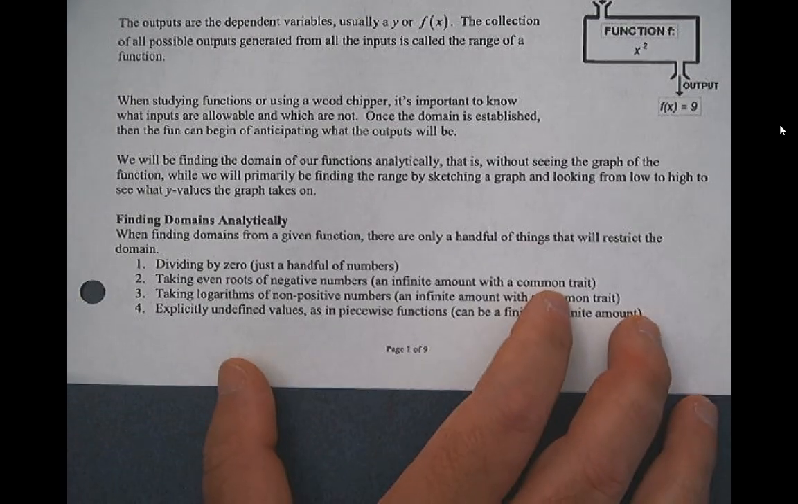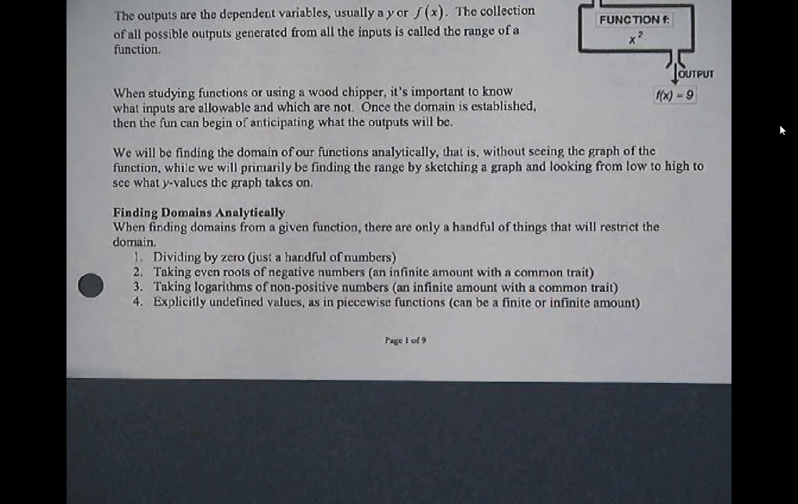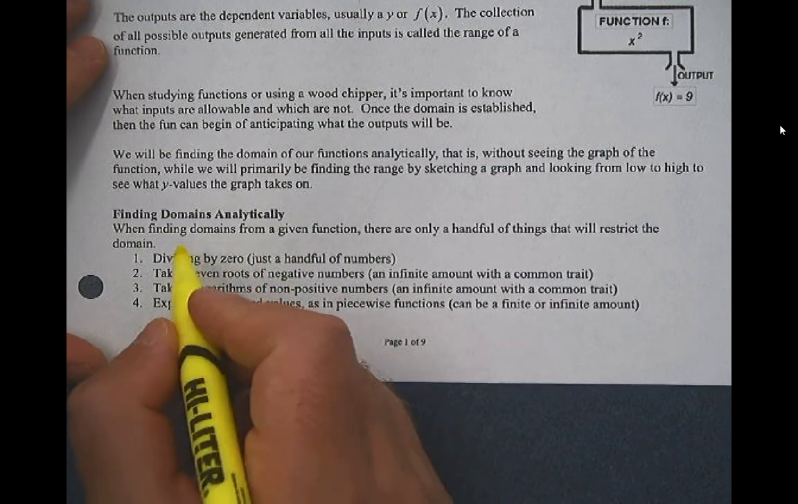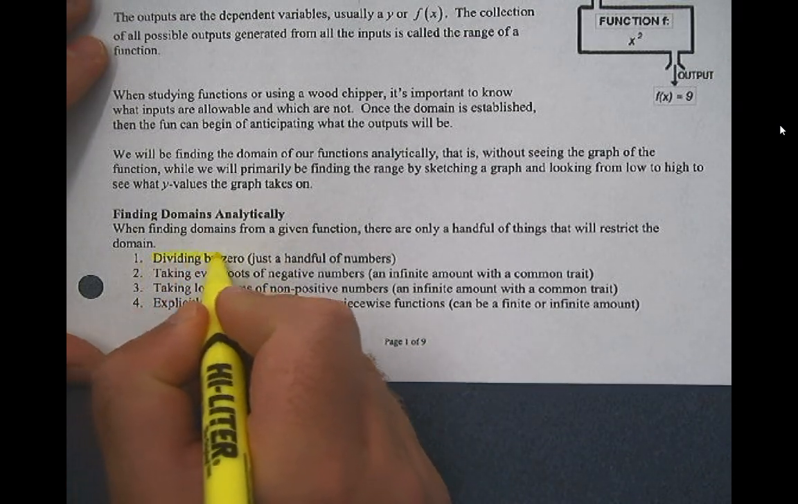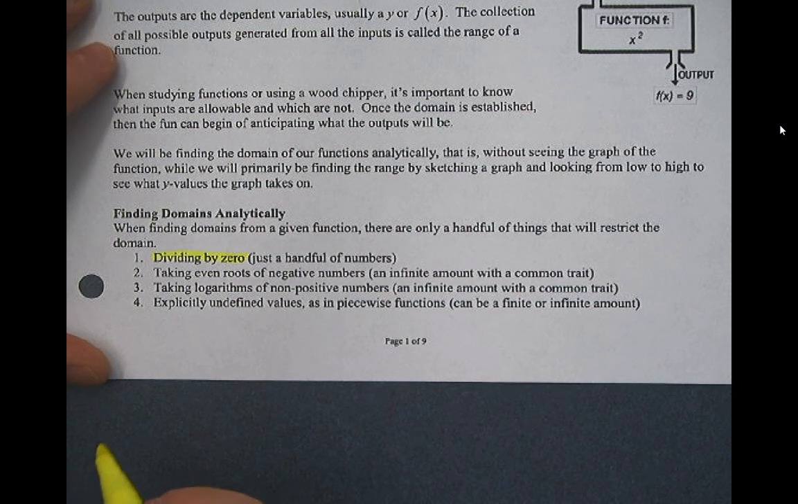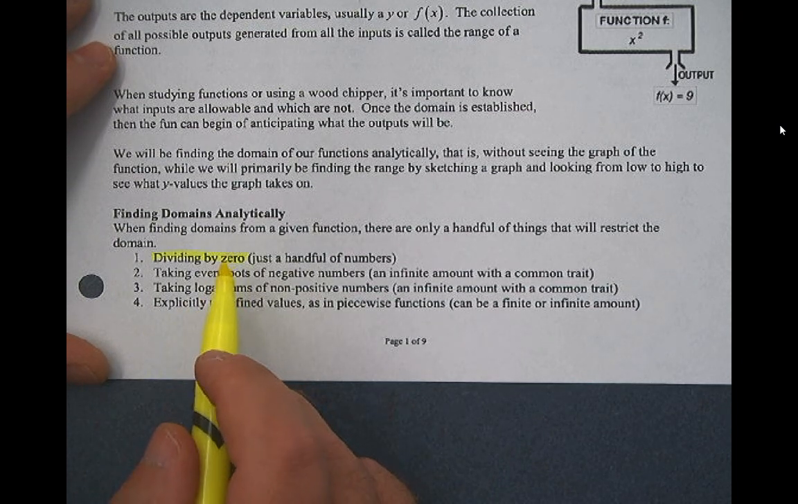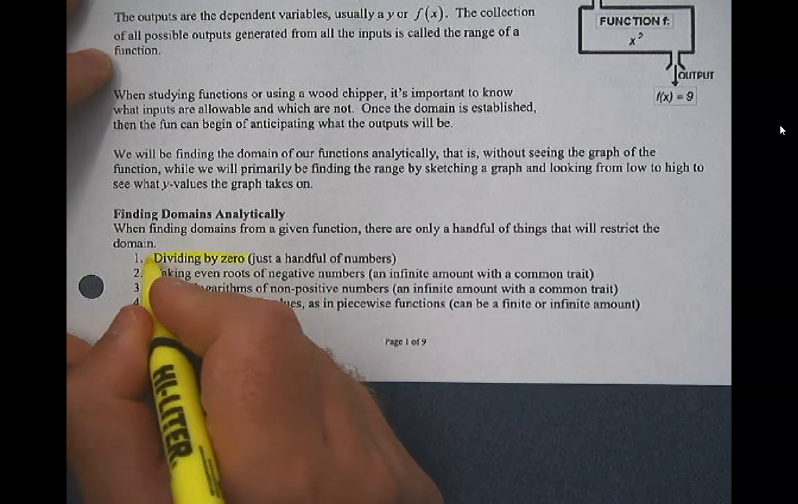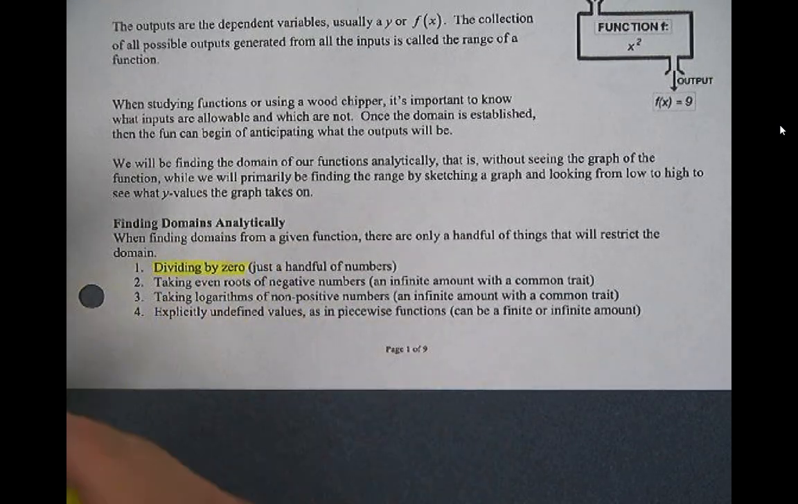So let's talk a little bit about the domains that we run into, some of the problems we have with the domains. The first one should go back to our pre-calc days. Dividing by 0 is bad. You cannot divide by 0. I'll just leave it at that. I don't want to over-explain it. You can't divide by 0.